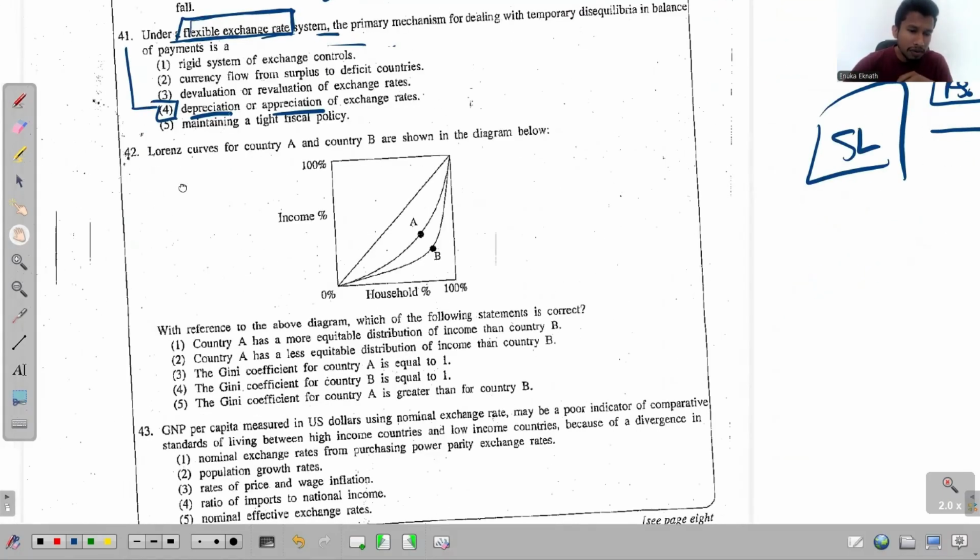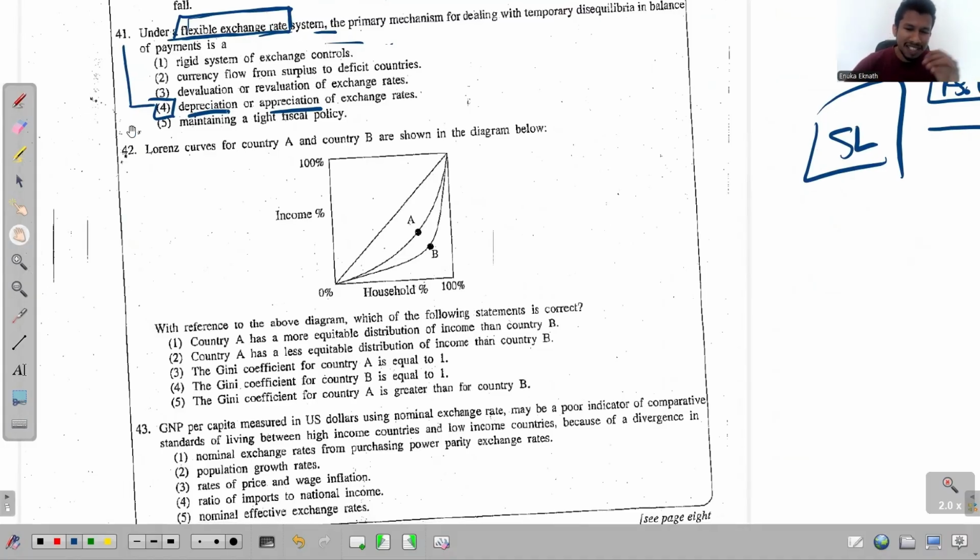Right, come to this 42. If you do statistics, these wouldn't even be problems. Anyway, this is very easy.